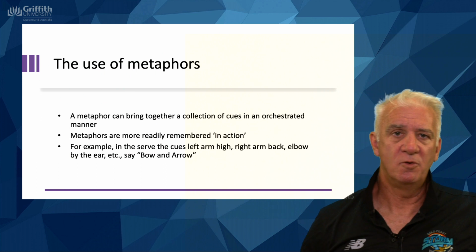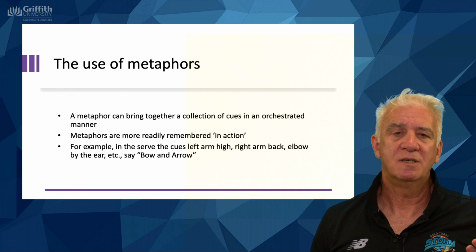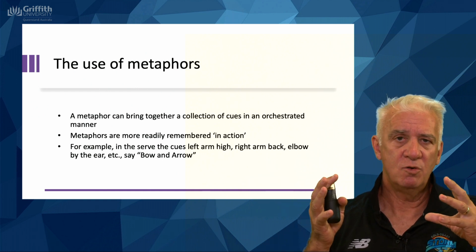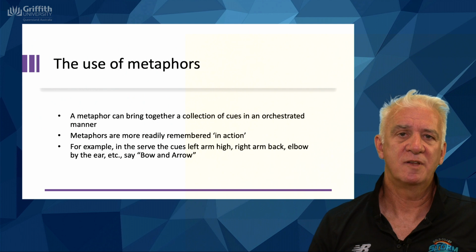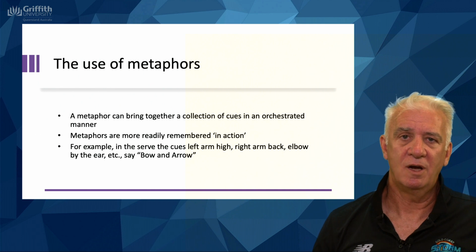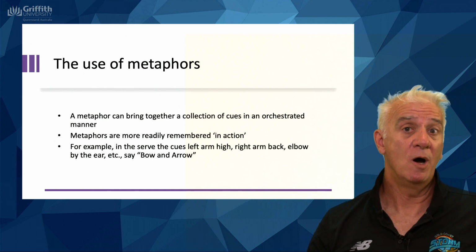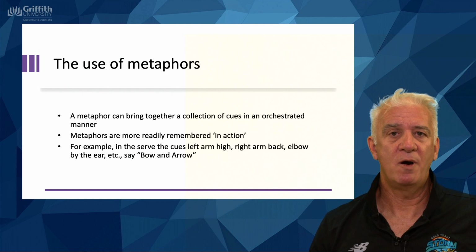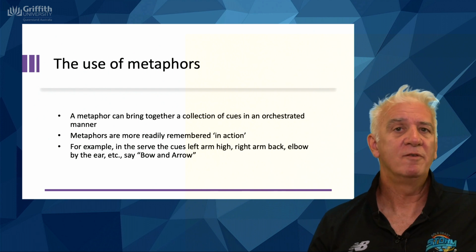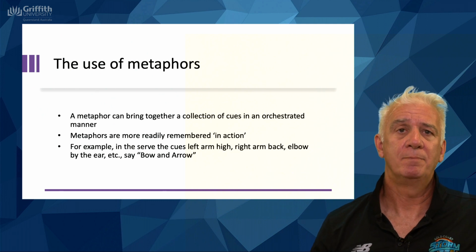And also things like metaphors are much more powerful because they can bring together a whole range of things. Metaphors are much more easily remembered in action because in the moment you need a cue or a metaphor that quickly binds together a whole range of things. So a common one we hear is, when kids are learning to serve overarm, we say things like, left arm high, right arm back, elbow by the ear, etc., etc. But in the end, we just want to say something like bow and arrow, which captures all those things together. And when we say bow and arrow, the kids know, oh, that means all those things, but they can't think of all those things at the same time. So a metaphor is a powerful tool of giving information very quickly and while they're performing, whether it's at training or in the game.